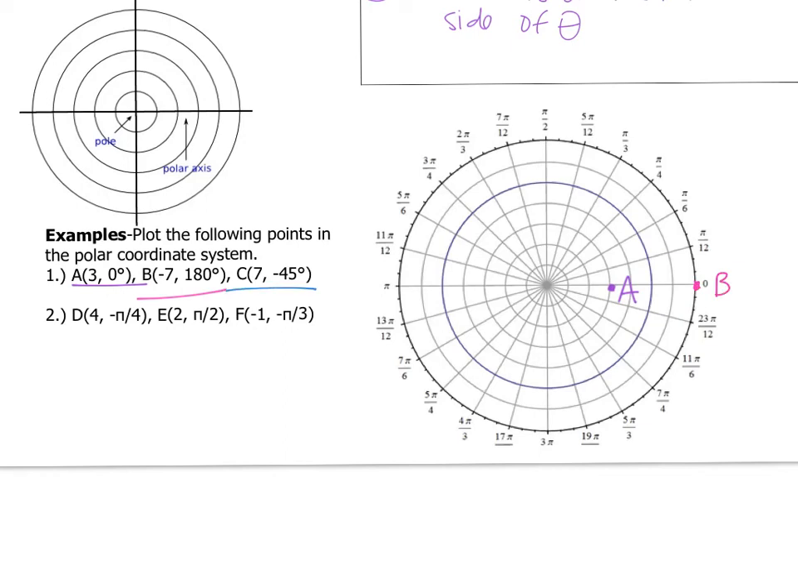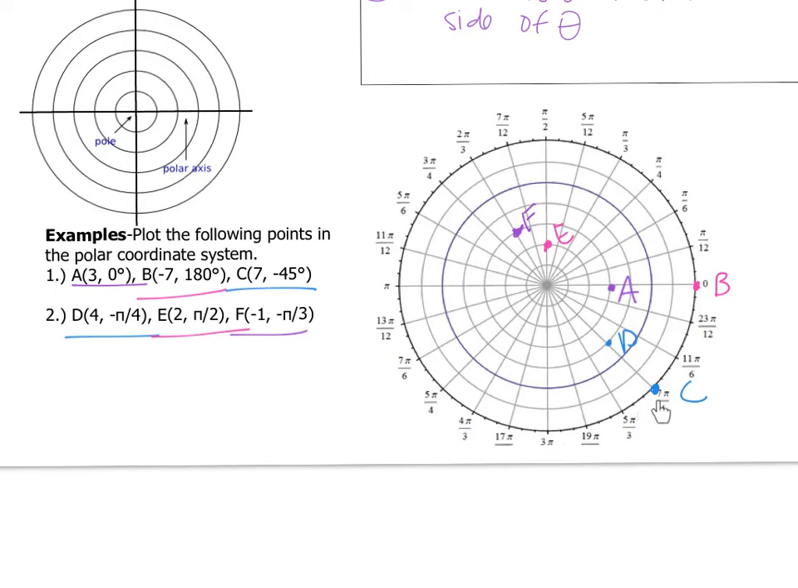C then, I have to locate the angle negative 45 degrees. Negative 45 degrees is right here, and then 7 units along that terminal side leaves me right here. Go ahead and try the next 2, or 3, I guess, on your own. So stop the video, plot them, then come back and check your work. Double check that you have your points in the correct place.